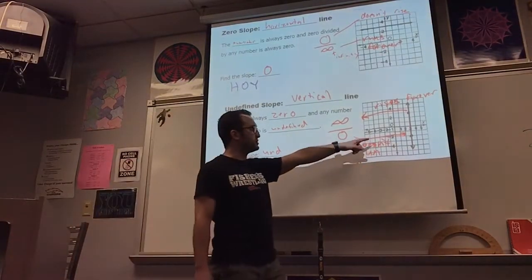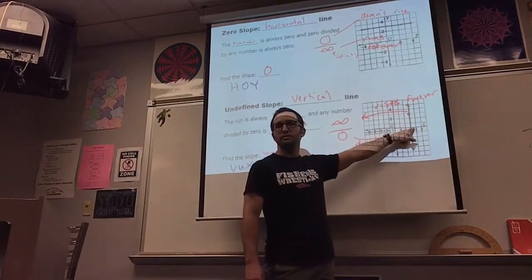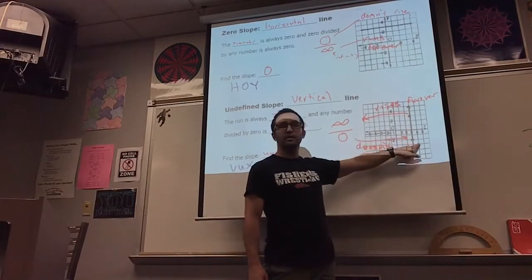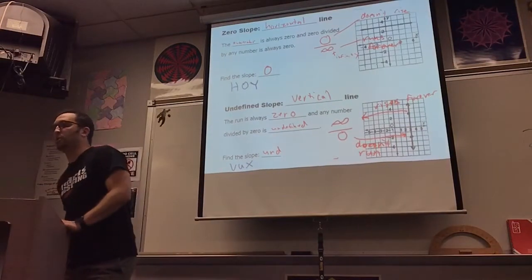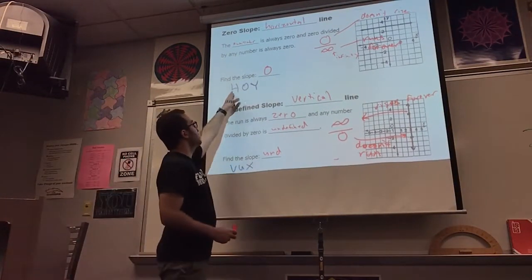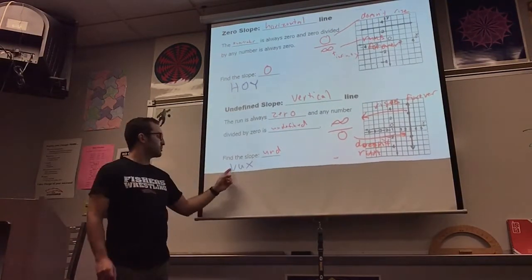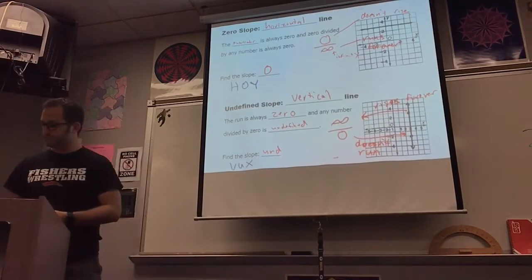What is the equation for this one? X equals 3. Because y is nothing, right? Y is infinite. So Hoy and Vux. Hoy helps us remember horizontal line, 0 slope, y equals. Vertical line, undefined slope, x equals.